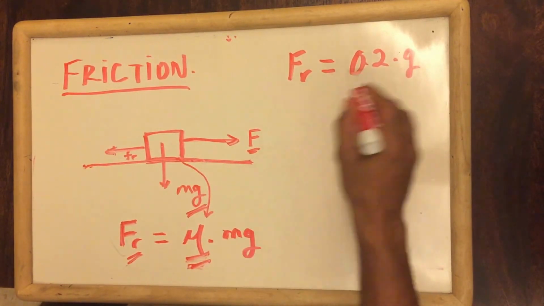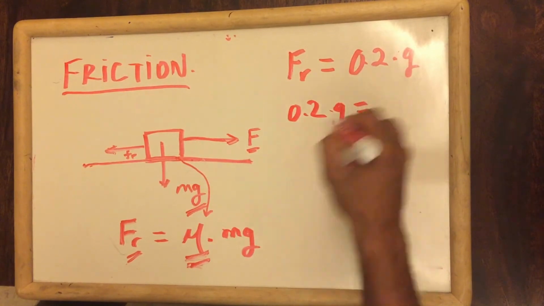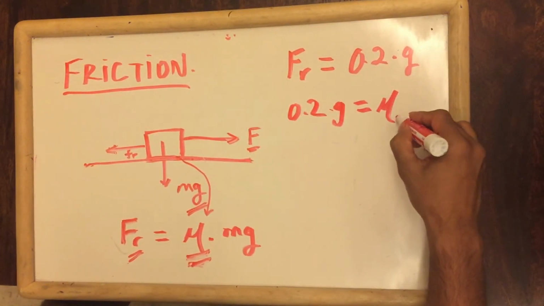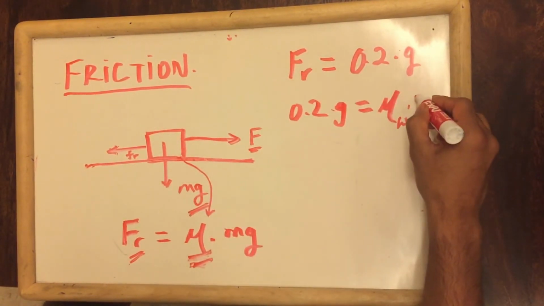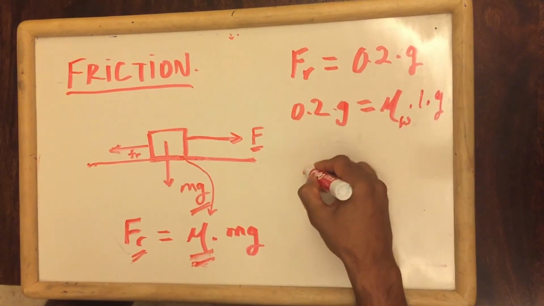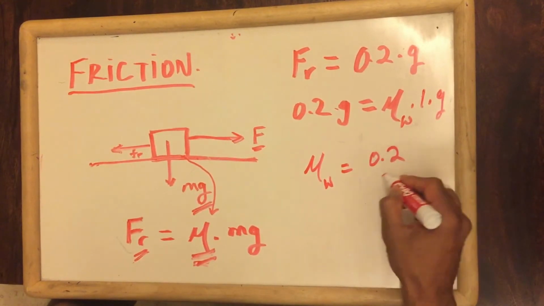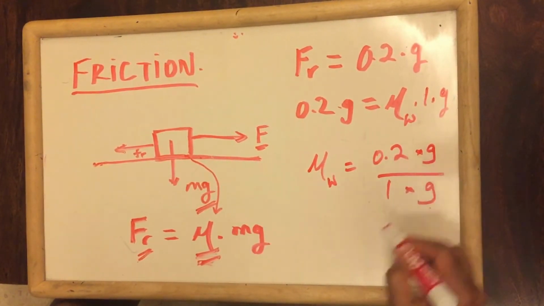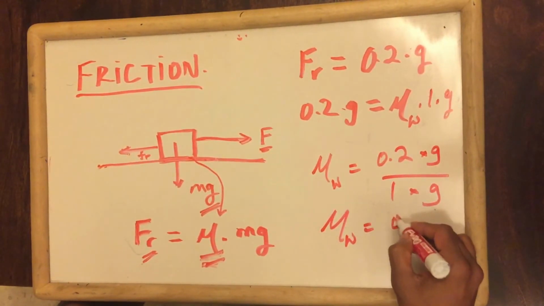So we're going to substitute this value here, where mu is the mu of the wooden surface, times the mass of the block, which is 1 kilogram, times g. With this, mu of the wooden surface is equal to 0.2 times g divided by 1 times g, so the coefficient of friction on the wooden surface is 0.2.